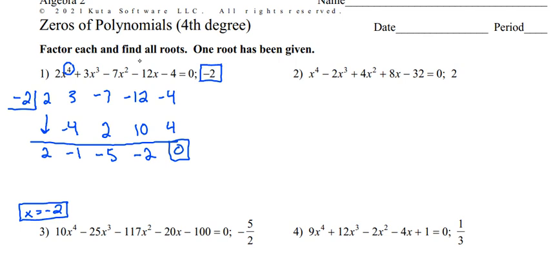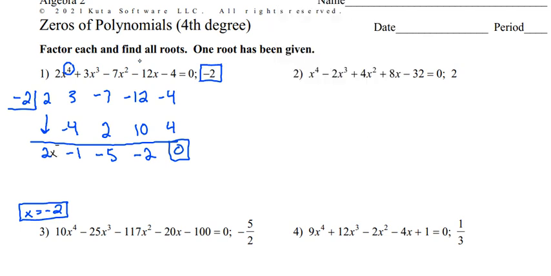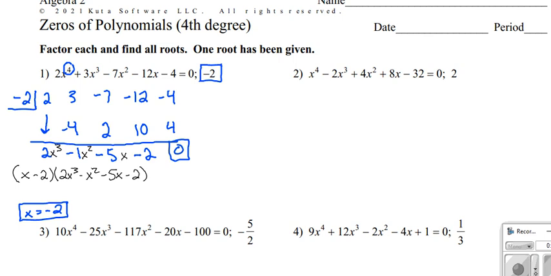And what does it leave behind? 2x cubed minus x squared minus 5x minus 2. So we are not done factoring yet, but what we see here is that if we divide out an x minus 2, we are left with this. So I'm going to graph that on my calculator real quick.